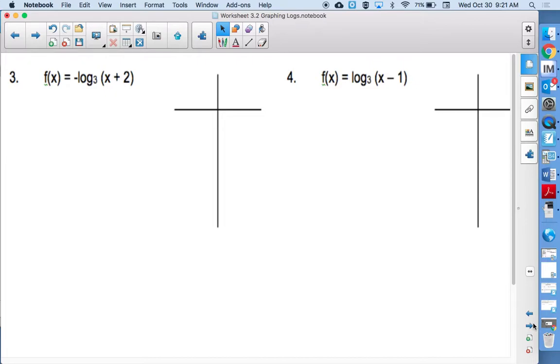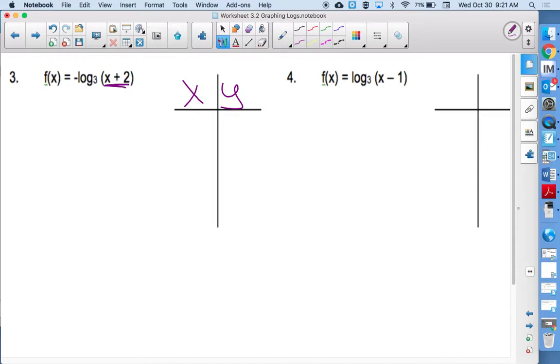So the number 3 says negative log base 3, and then in parentheses, x plus 2. We have to try and use these 3 properties when we're picking x values. So the first value that I need is a number 1. But I can't just pick a 1, because if I make x 1, then I have 3, and then it applies to a different property. So I need to look in the parentheses and ask myself, what number plus 2 would give me a 1 so I can use the first property?